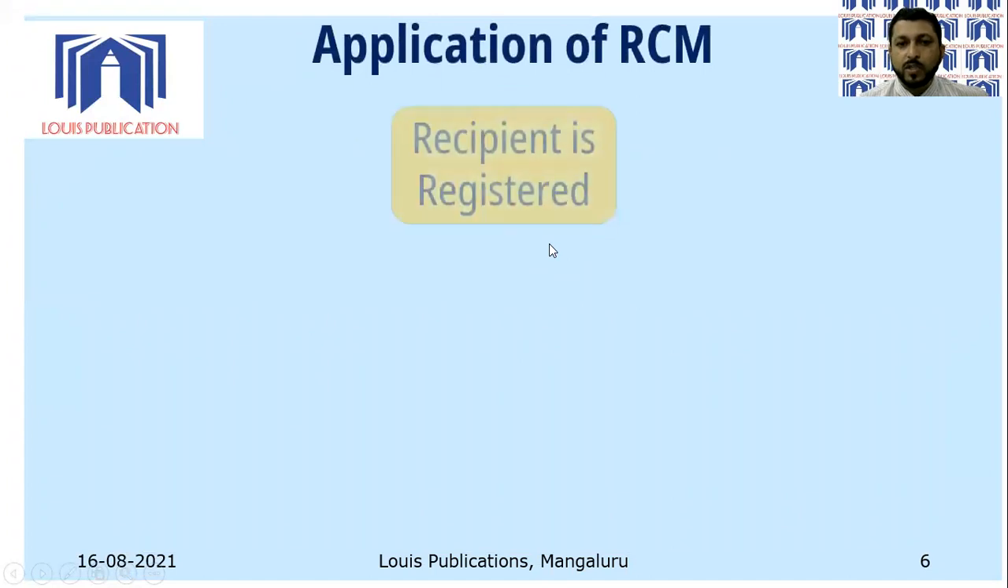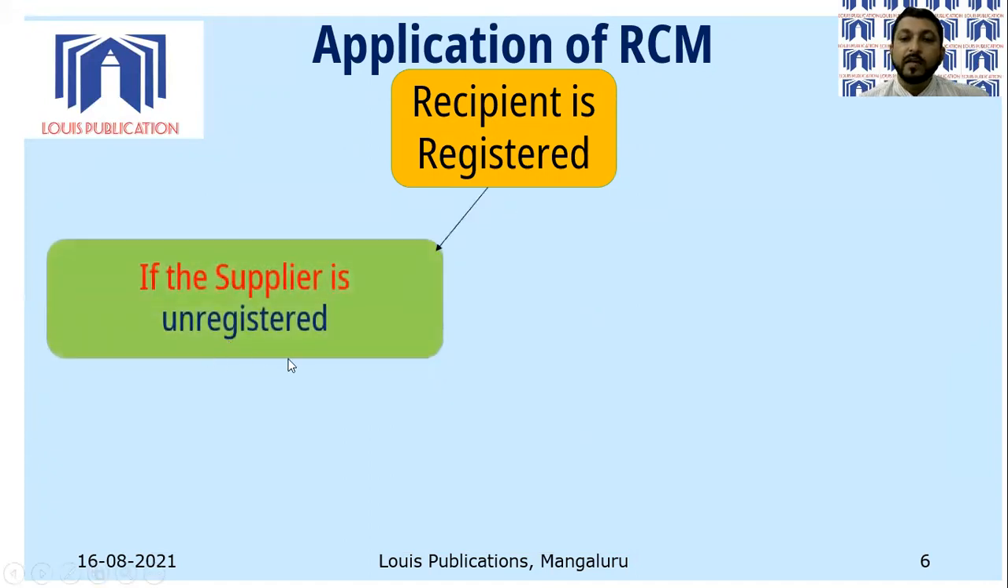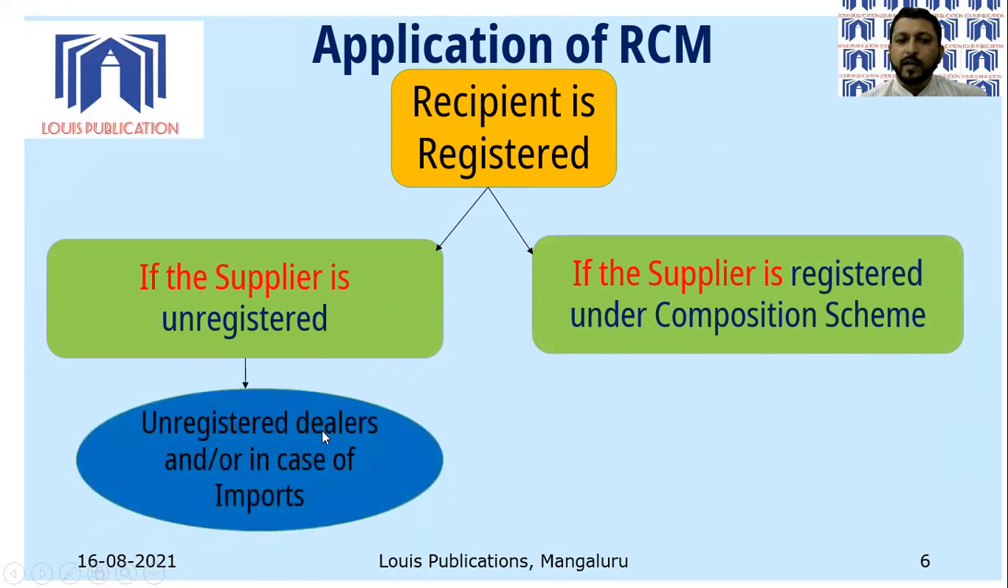Let's understand the application of reverse charge mechanism. The recipient is registered. Earlier we said the supplier is registered, so he could collect GST. Now we talk about the recipient. The recipient is registered, but the supplier is not registered. The supplier is unregistered. Next part is if the supplier is registered under the composition scheme. We just discussed it. So if the supplier is unregistered, that is the normal unregistered dealer case, or in case of imports.